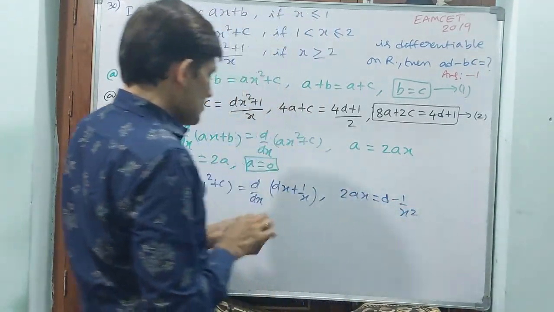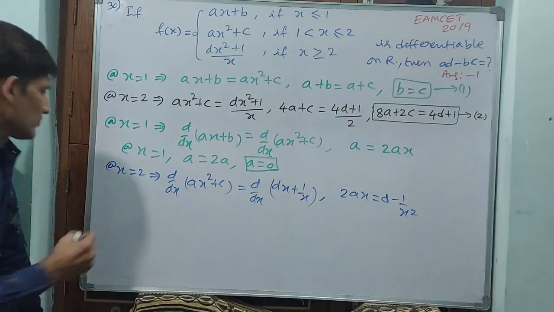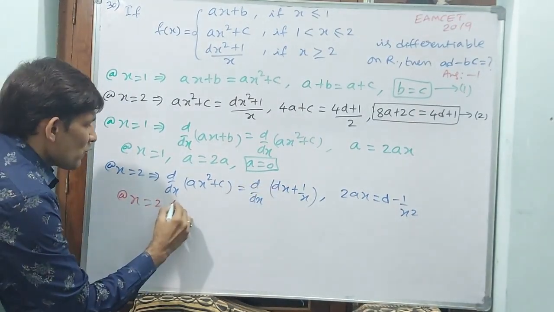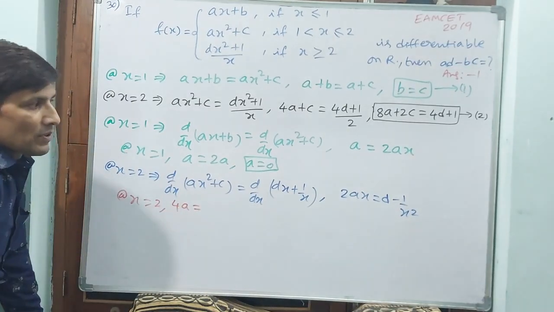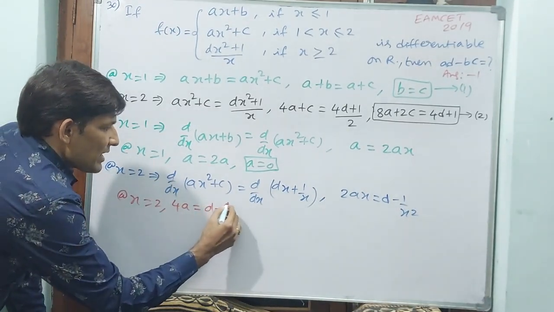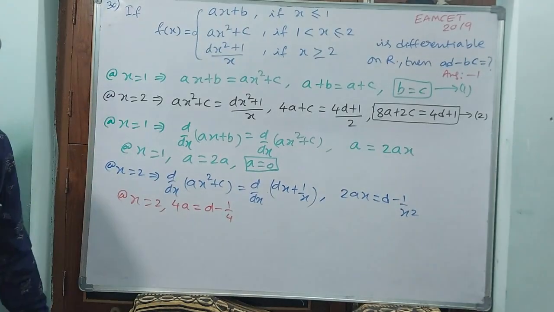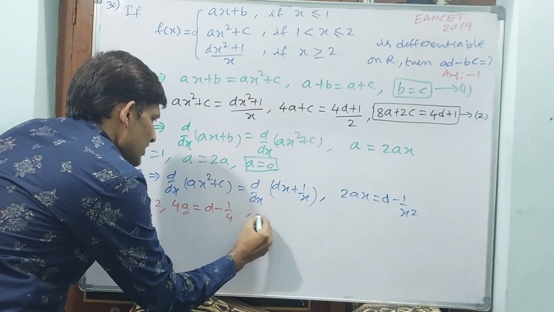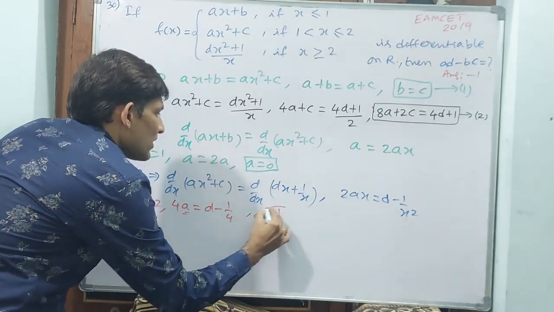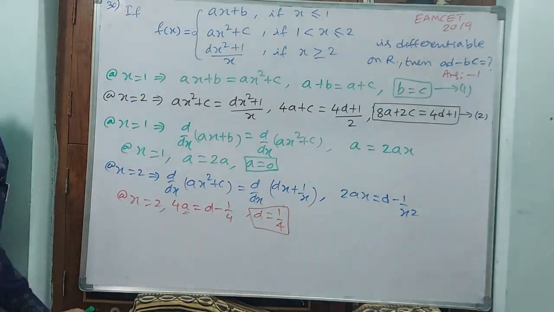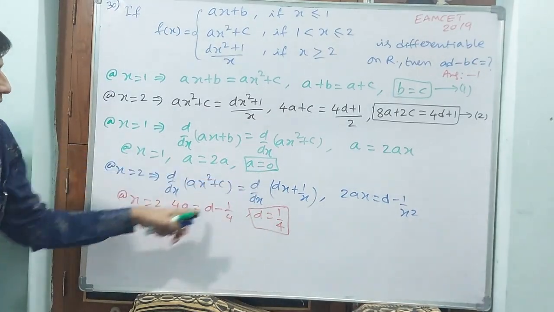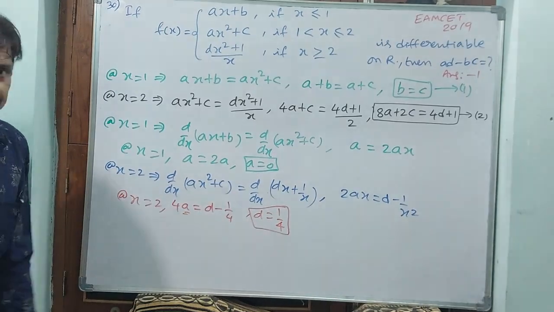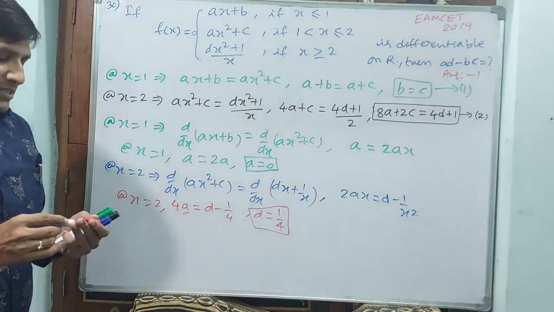Okay, now apply 2. At x is equal to 2, 2 into 2, 4a is equal to b minus 1 by 4. But a value is 0. That means b is equal to 1 by 4. Why? A value 0, just now I have found. A is 0 means d is equal to 1 by 4. See how we found a and d. Can you find b and c? Definitely we can find.